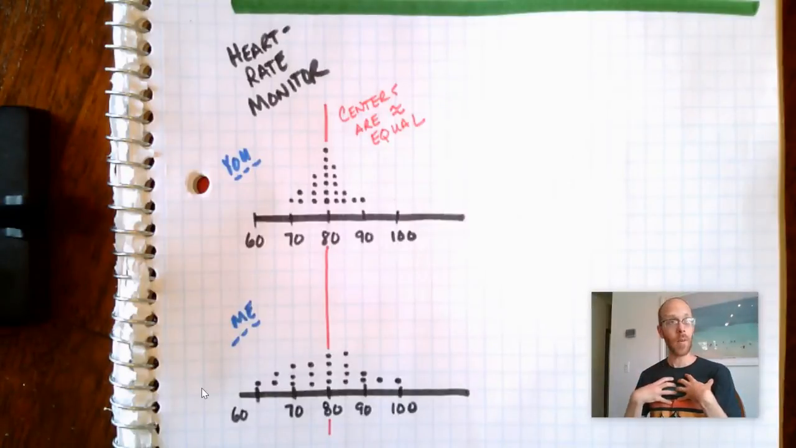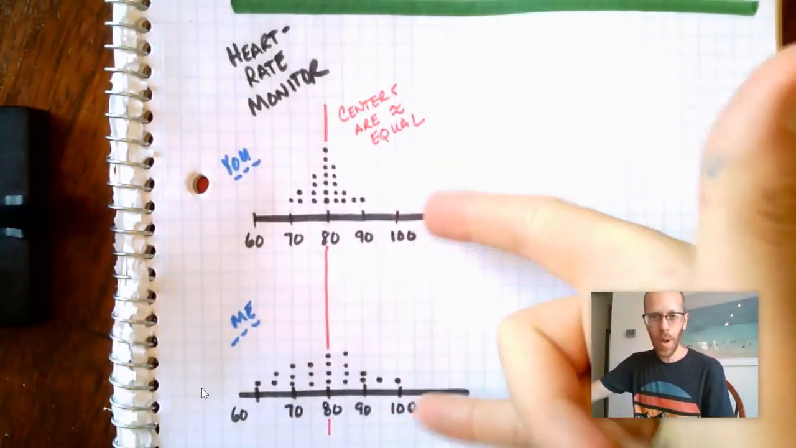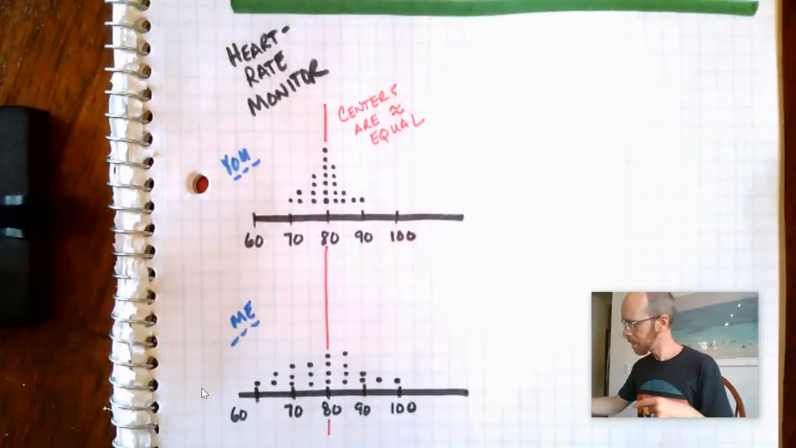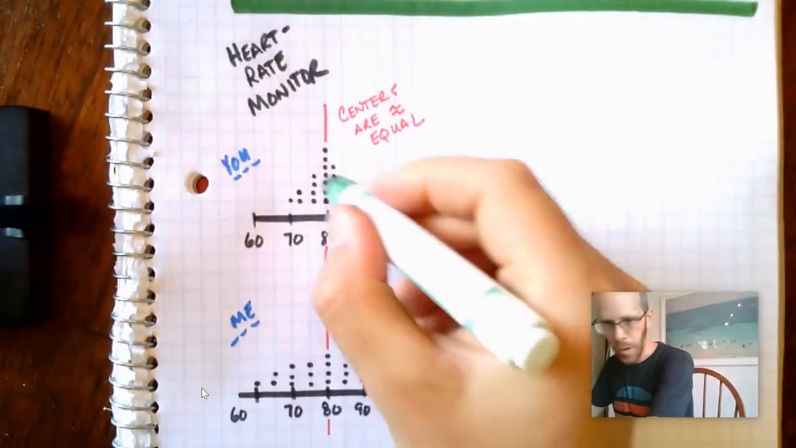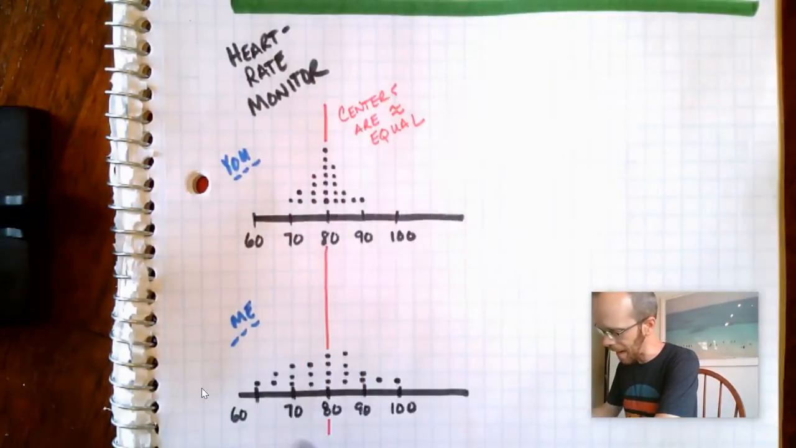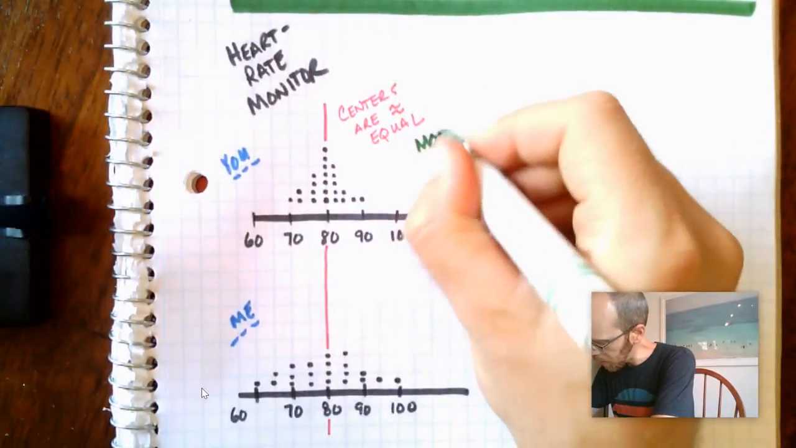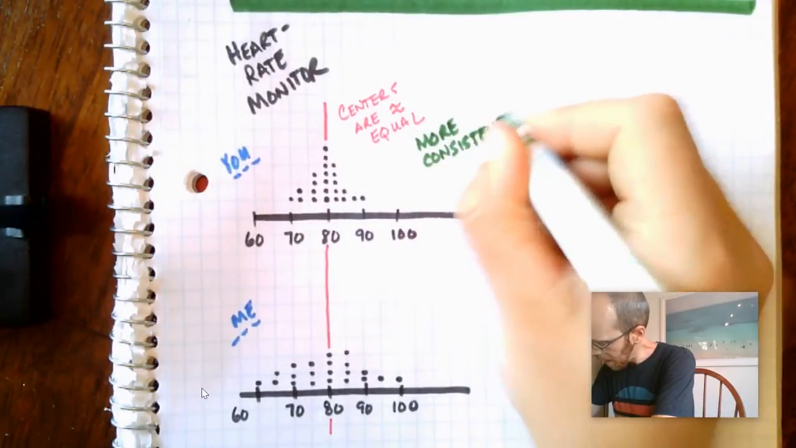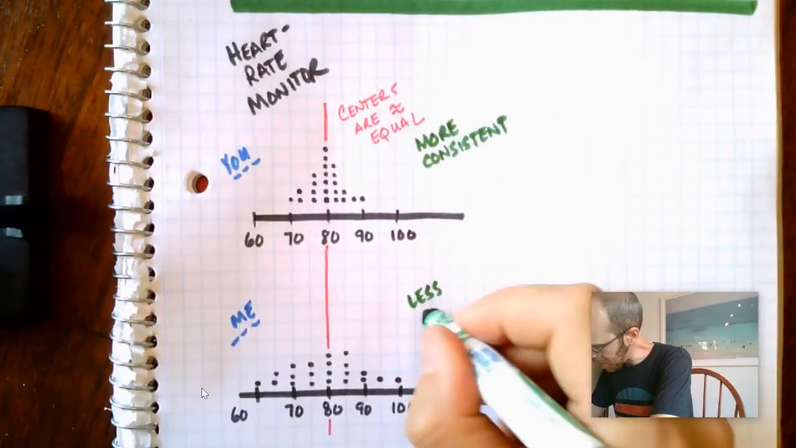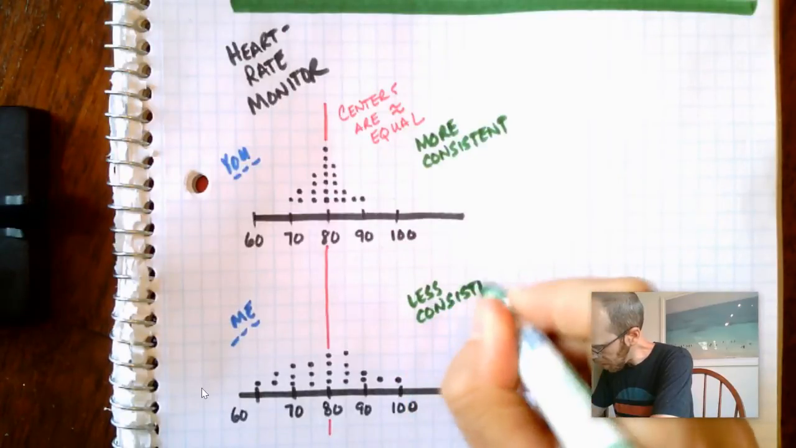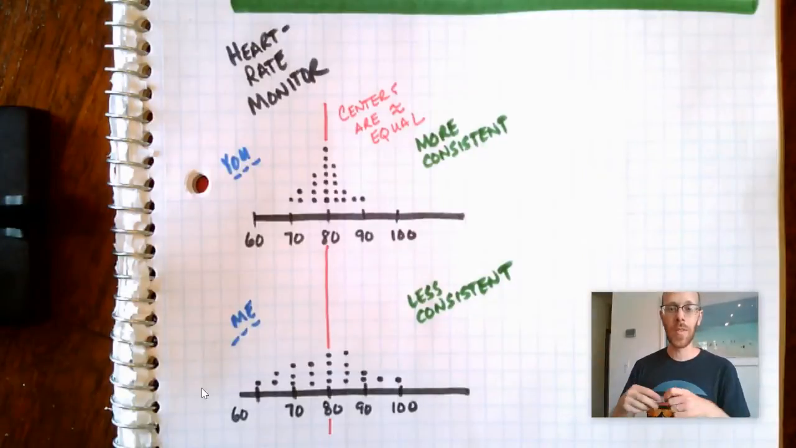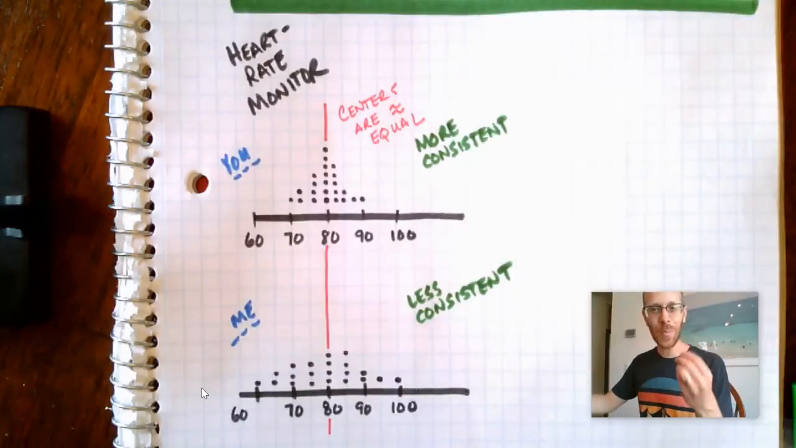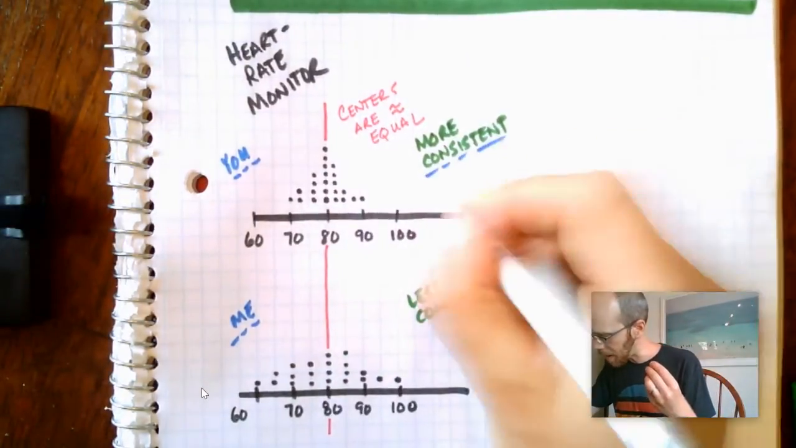Because when you're thinking about a heart rate, you want to think about consistency. Which one of us has a more consistent heart rate, you or me? Well, I would say that your heart rate measurements are much closer to 80 on average than mine. So we would say that yours is more consistent and that mine is less consistent. And again, this idea of consistency means that on average, your values are closer to the middle, which means that yours are less spread out. We would say that you have a small spread.